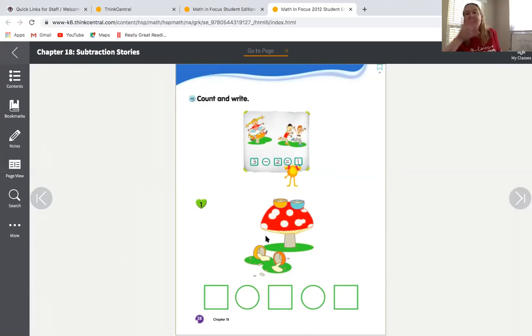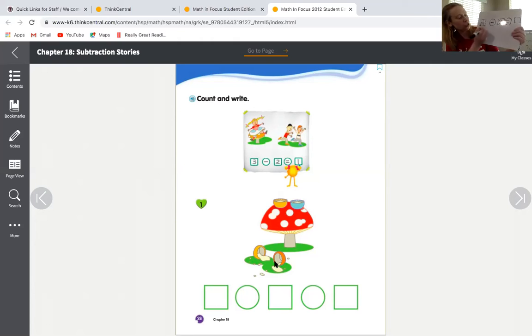Great! If you said we should count all the bowls of porridge, you're super smart. You got it. Let's count. 1, 2, 3, 4. So what number should we write in the first box? If you said 4, awesome sauce. Then we need to do the minus sign. How many bowls of porridge fell on the ground? 1, 2. So what number should we write next? 2. Very good. 4 minus 2 equals.